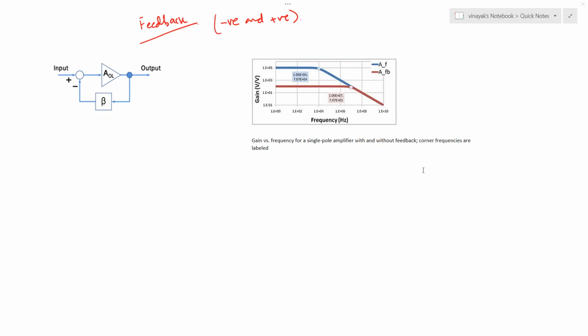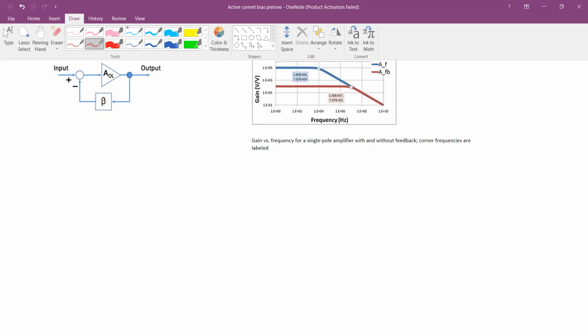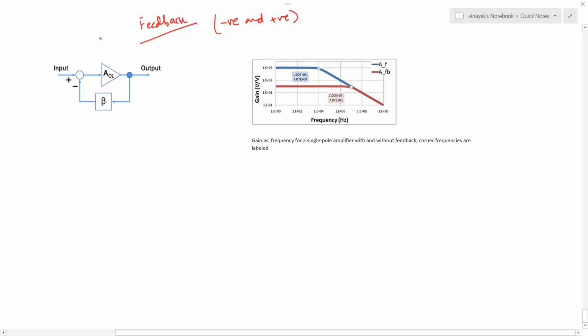And this time we are going to analyze the performance of a feedback amplifier. So as you can see in this circuit, I have an input signal, and that input signal could be a voltage or current. I have an output signal. That output signal can be voltage or current. There is an amplifier with an open loop gain called AOL. So this is open loop gain.